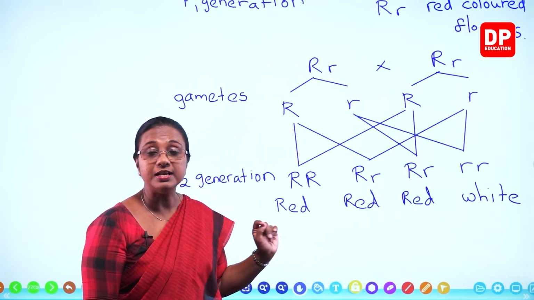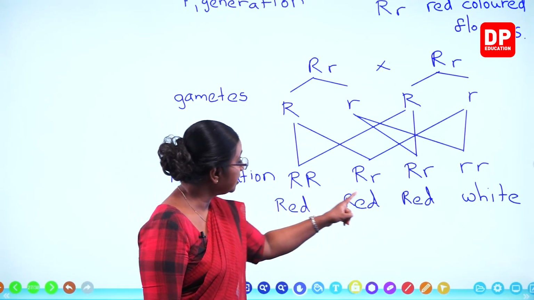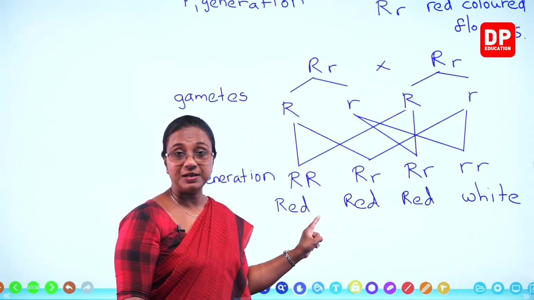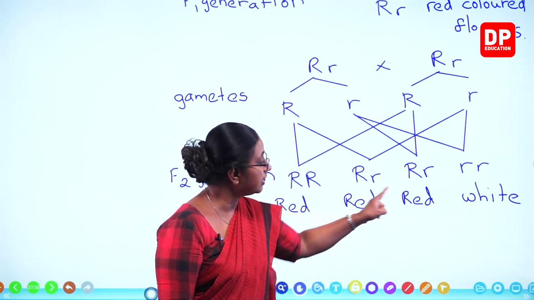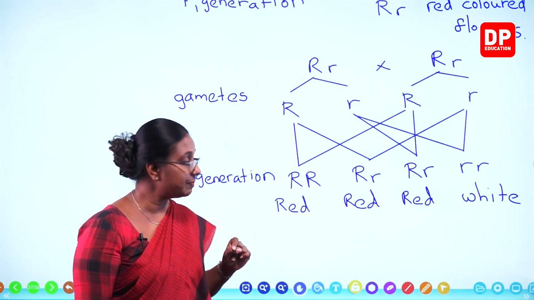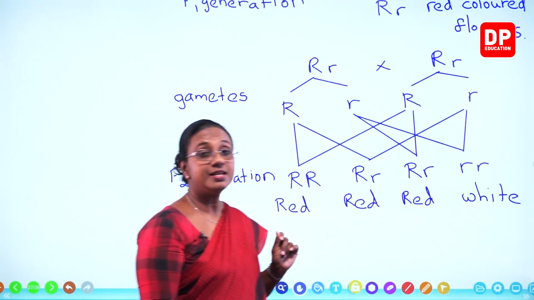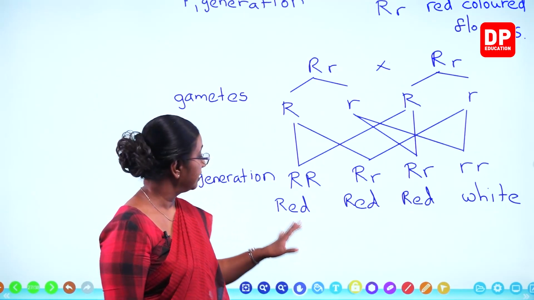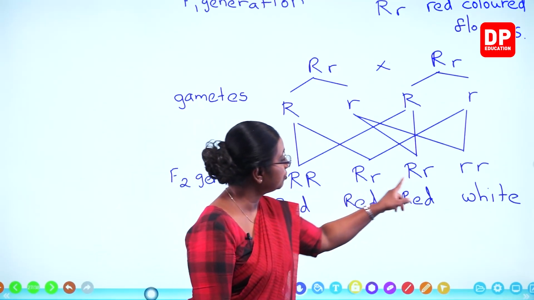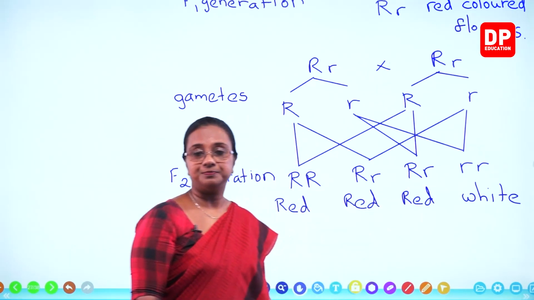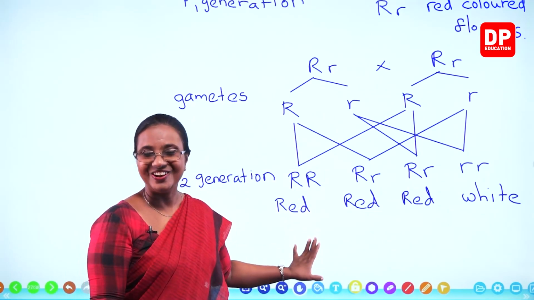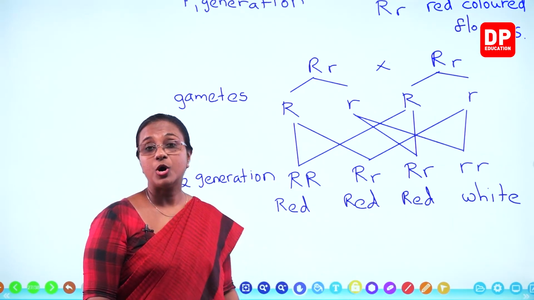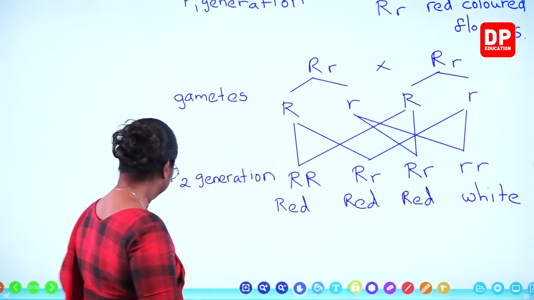So 3:1 is the phenotype. But the genotype ratio, dominant homozygous, capital R, dominant heterozygous, capital R, simple R, is to recessive, again homozygous, simple R. The ratio is going to be 1:2:1. I'm sure you all also know to write this. So with that, students, we'll move on to the next question.